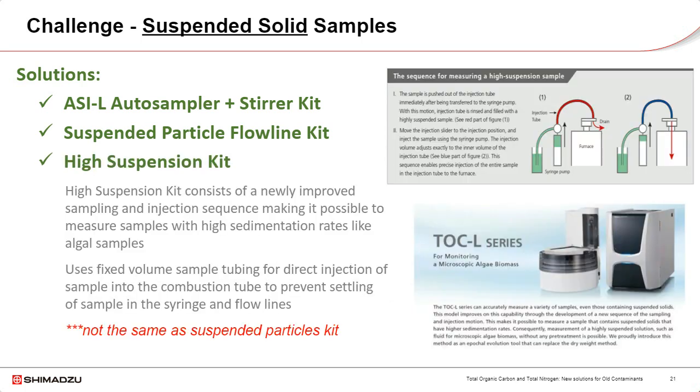And third, for samples that have particularly high sedimentation rates, such as algal samples, we have a specialized high suspension kit. This kit actually changes the injection sequence of what the instrument is doing, so that sample is now pulled into the syringe, then in one motion directly injected into the TOC or the combustion tube for measurement. This means there is no time for the sample to settle in the syringe or the flow lines, where sample could possibly settle out, causing biased sample results. Do keep in mind that this kit is different than the suspended particles kit that we just talked about in the previous slide.